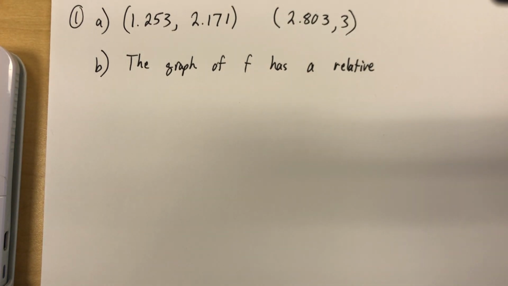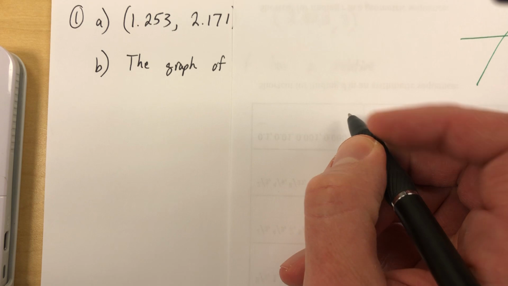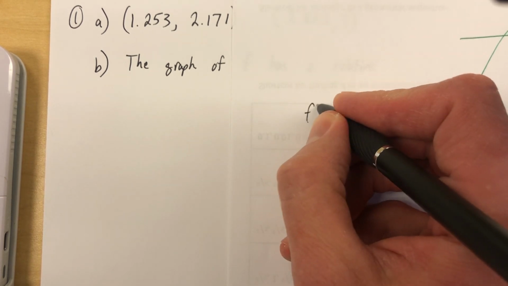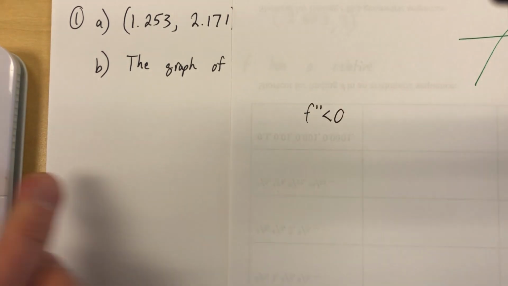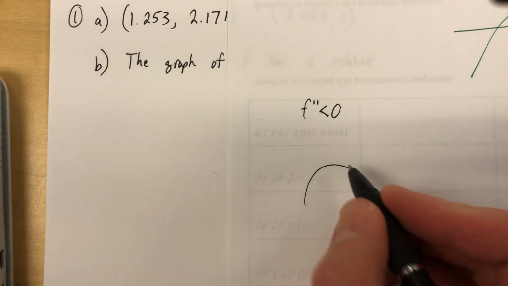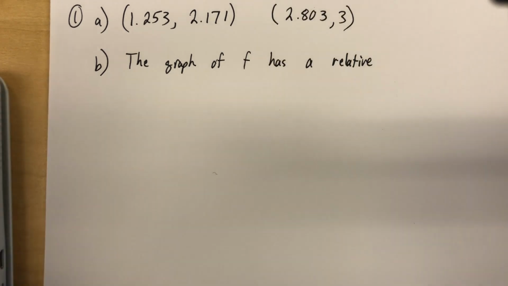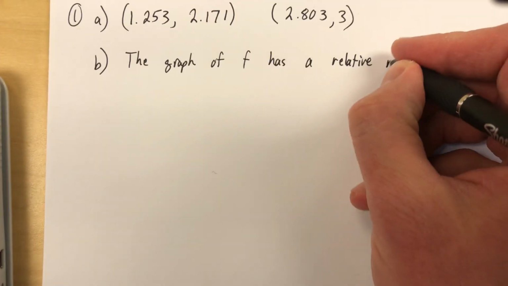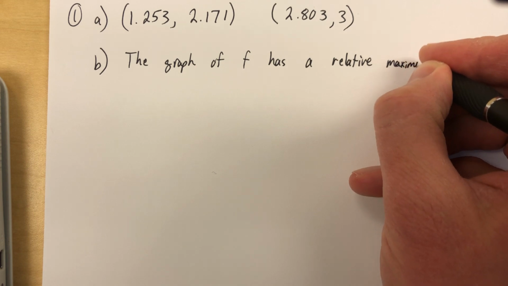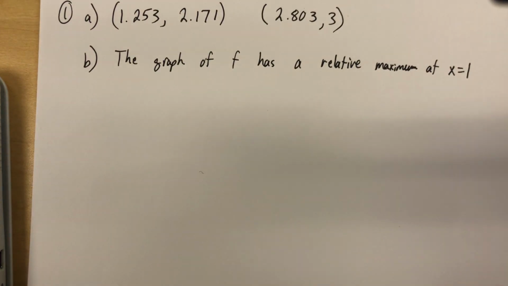When I have a function that has a derivative equal to 0, then we have the potential for maximum and minimum. We also have a second derivative that is negative. We just established that. Therefore, we have something that is concave down, and that means we have a maximum. Okay, so let's finish our sentence. The graph of f has a relative maximum at x equals 1, and I need to justify why.